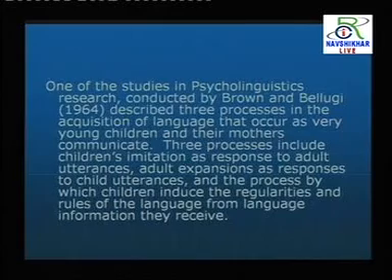One of the studies in psycholinguistics conducted by Brown and Bellugi described three processes in acquisition of language that occur as very young children and their mothers communicate. The three processes include children's imitation as a response to the adult's utterances, adult expansion in response to children's utterances, and the process by which children introduce regularities and rules of language from the language information they receive.